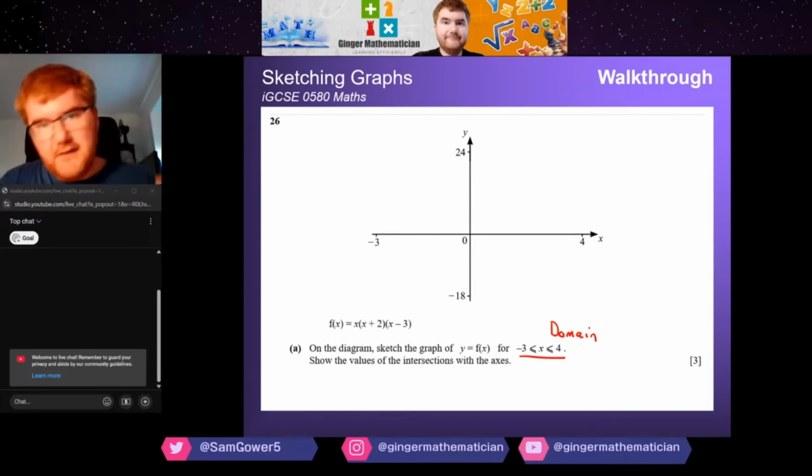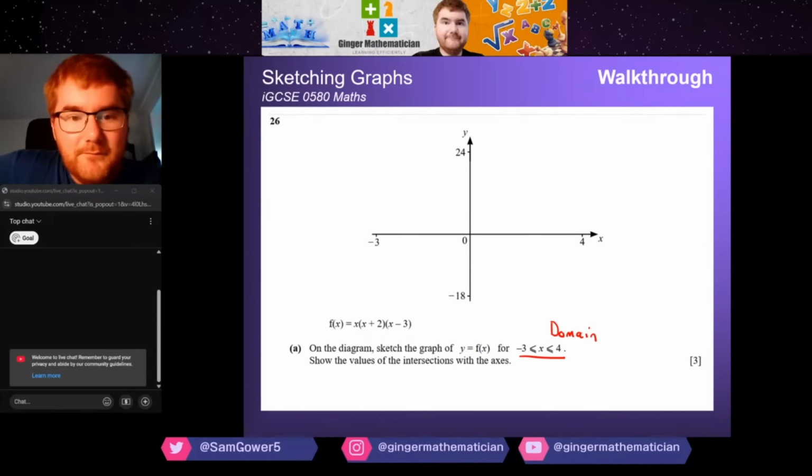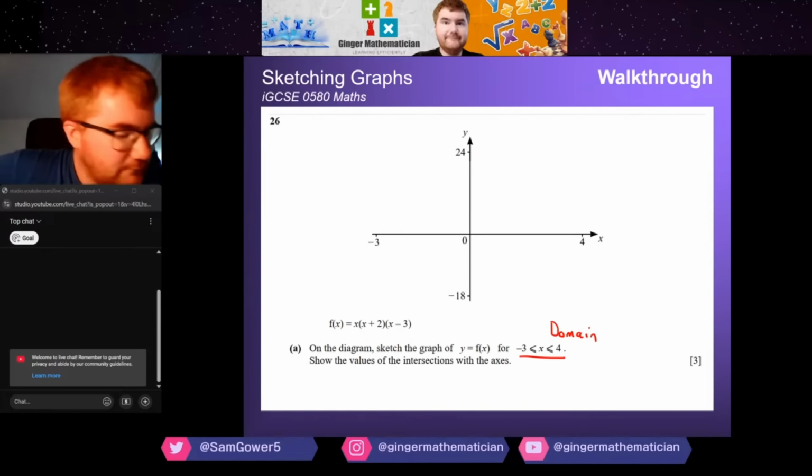Expand! No, don't expand. Please don't expand. Definitely don't need to expand.